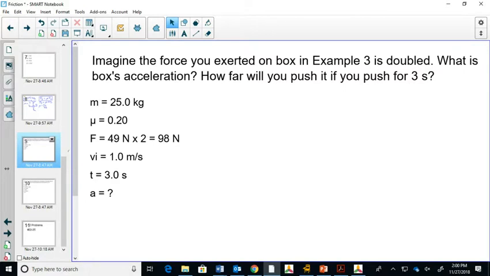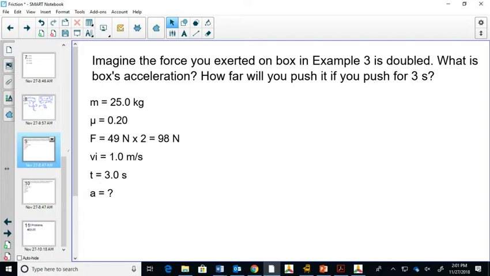We're talking about friction. And in yesterday's lesson, we were talking about the balanced forces, right? Between the force of friction and the force of you pushing. So there was no acceleration. There was no net force on this object.